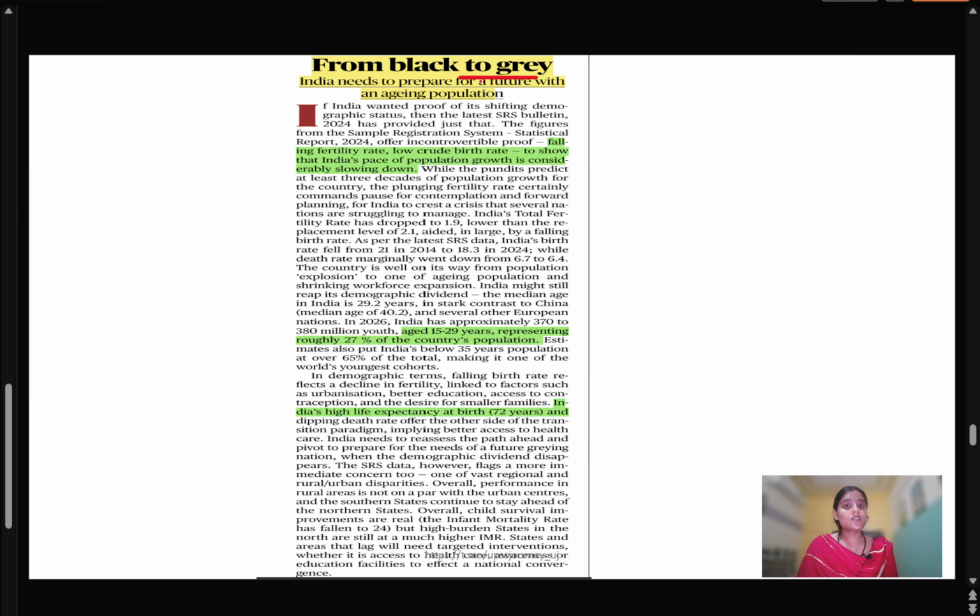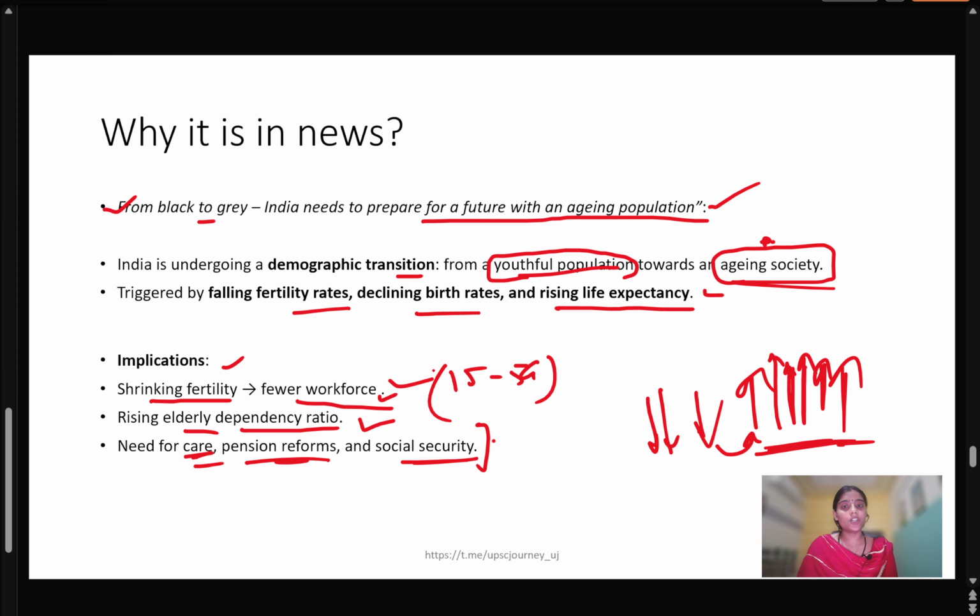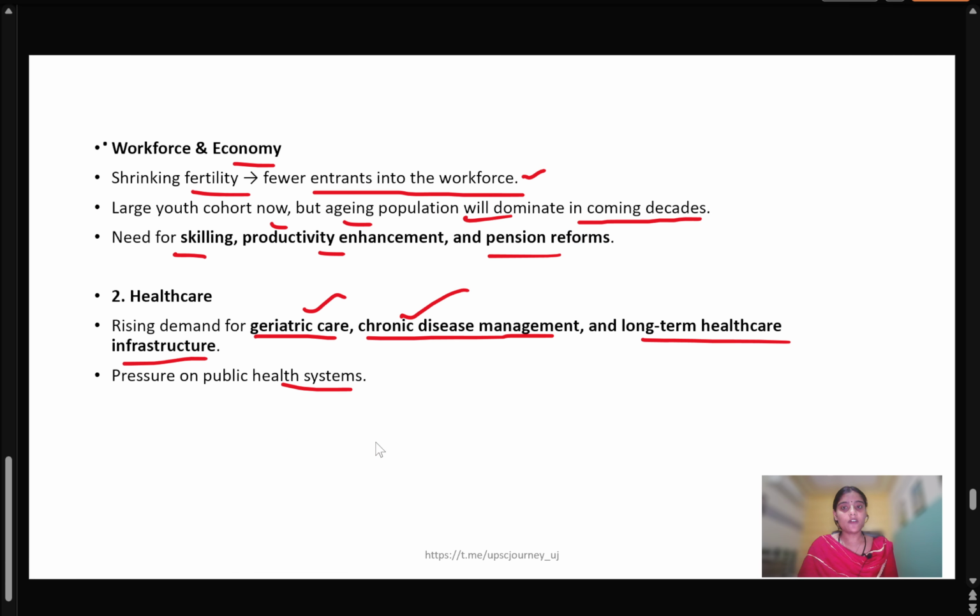After that, we have seen this from black to gray, meaning the aging population and how it is concerning for India because there's a shrinkage in fertility rate and a rise in elderly population. After that, we have seen how this is going to impact the workforce and economy because there will be a lower fertility rate, then there will be less workforce, and accordingly, there will be a drop in productivity.